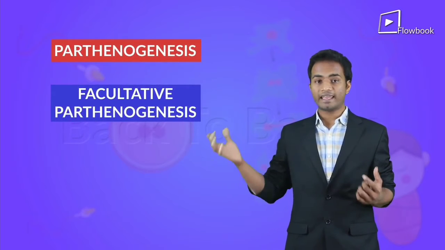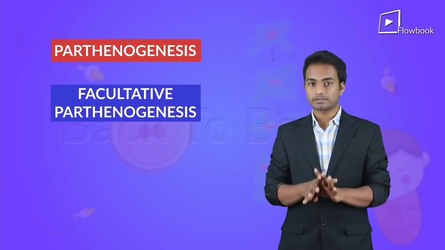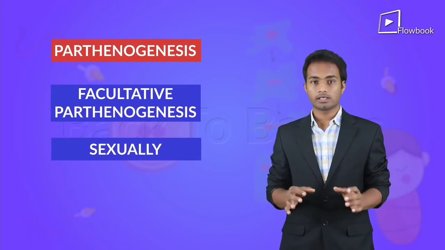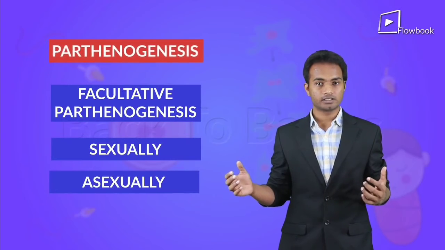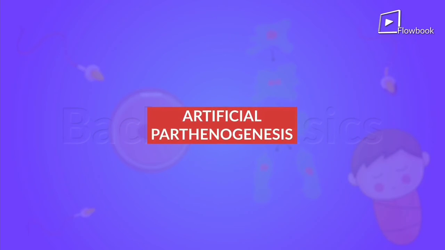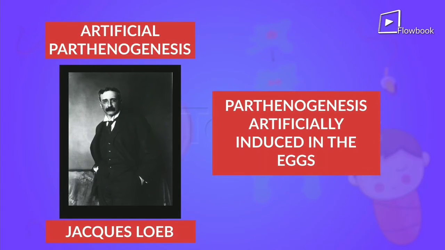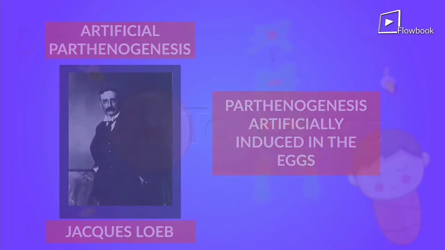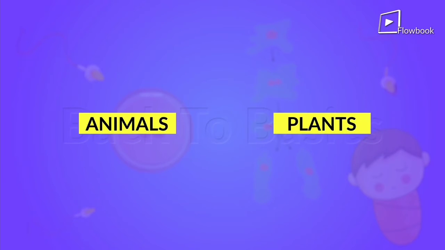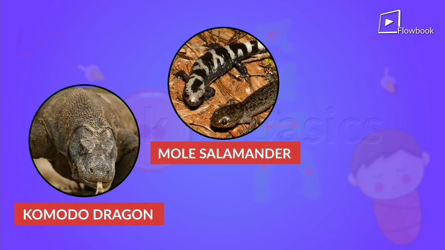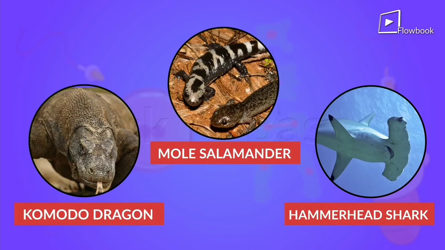Now there are different types of parthenogenesis, one being facultative parthenogenesis, where organisms can reproduce sexually using fertilization, and also they can reproduce asexually using parthenogenesis. Well, that's a good option, isn't it? Artificial parthenogenesis was developed by Jacques Loeb, where the parthenogenesis is artificially induced in the eggs. So let's see some animals and plants that reproduce parthenogenically. Komodo dragon, the male salamander, the hammerhead sharks, and also a few other animals reproduce parthenogenically.